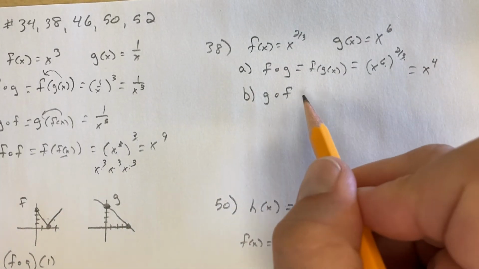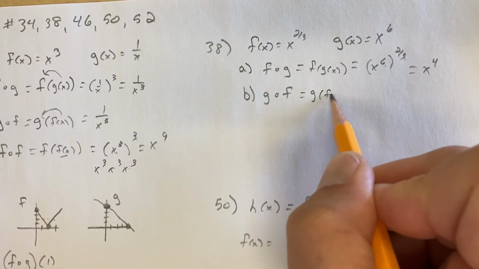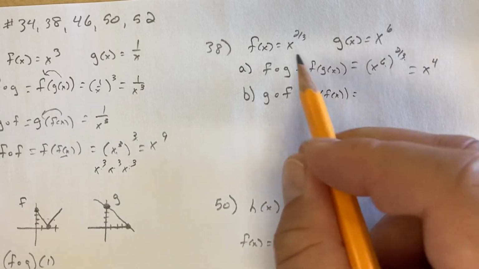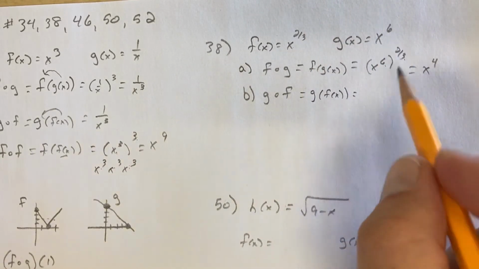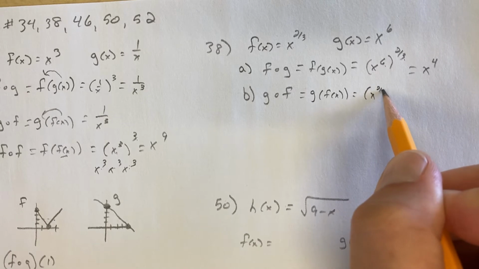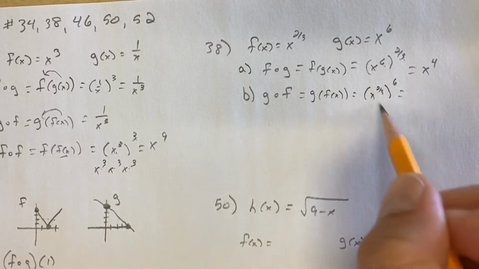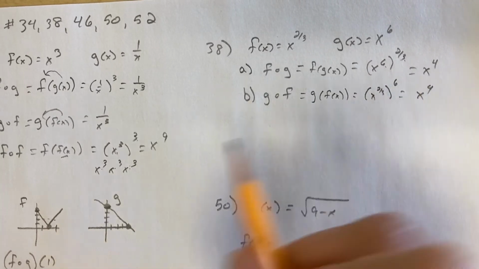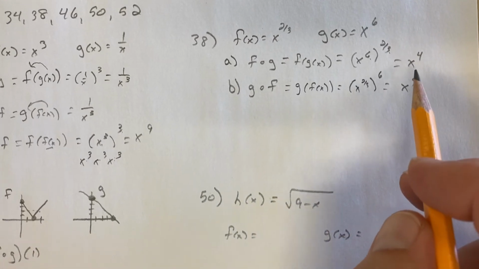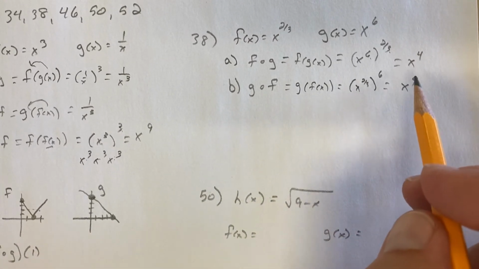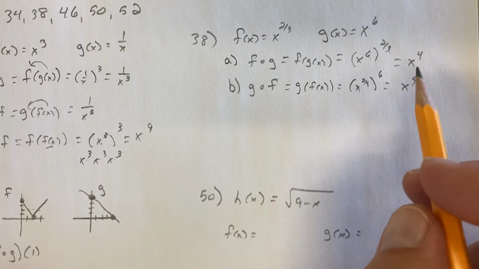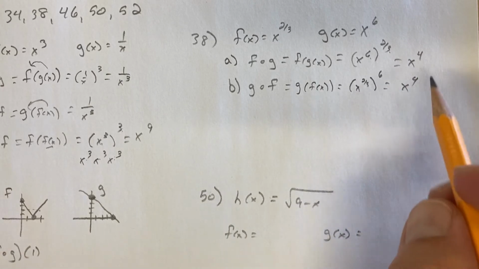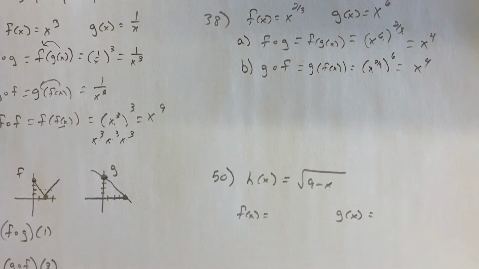And then g of f of x means we're going to do this similar, except now we'll put f into g. We'll take x to the 2/3 and put that into here. So you're going to have x to the 2/3 raised to the 6th power. And that's also going to give us x to the 4th. So again, don't get in your head that this always ends up being the same. That's not necessarily the case. But in this particular example, we got the same answer both times.